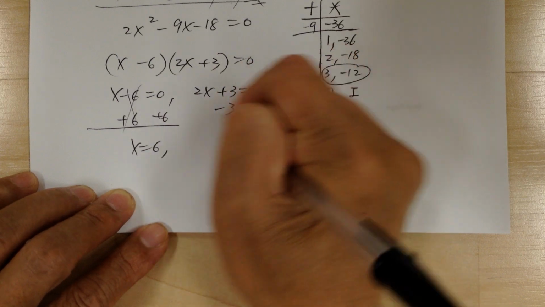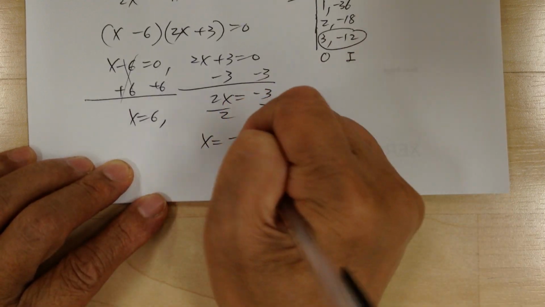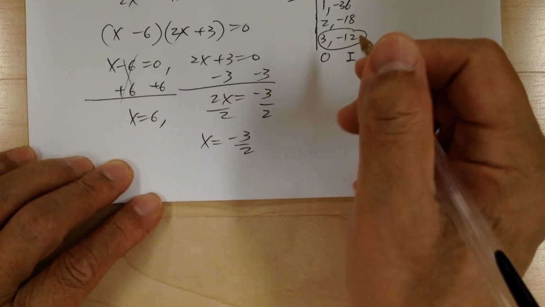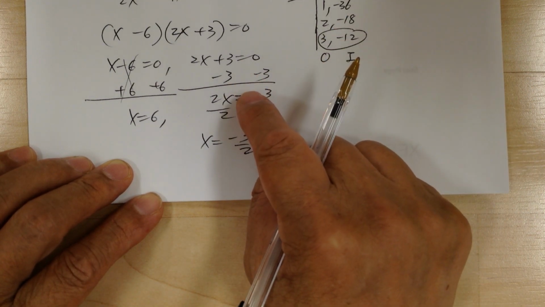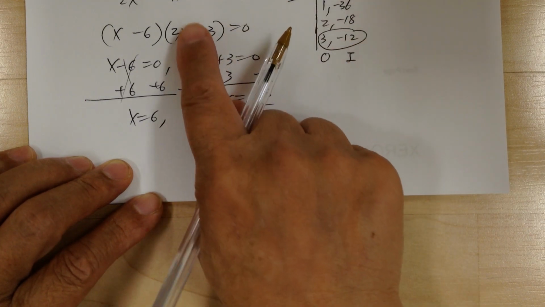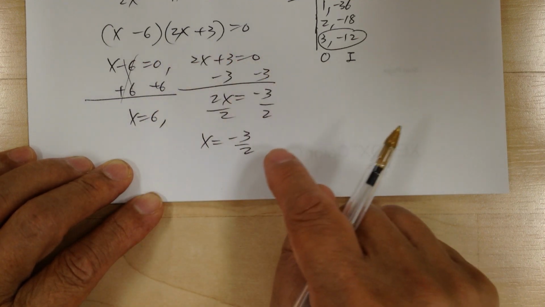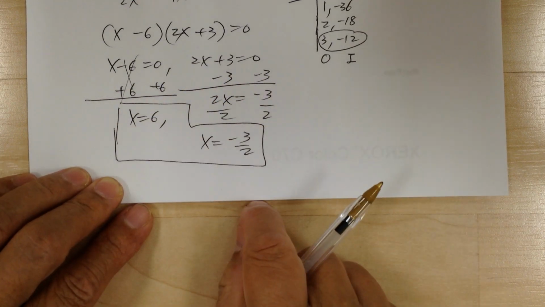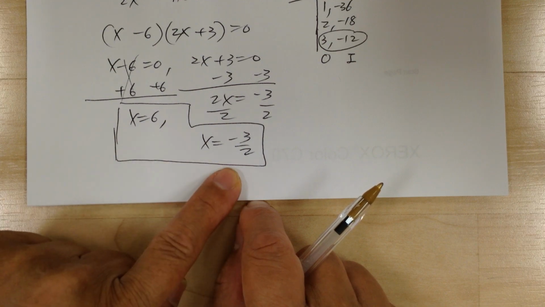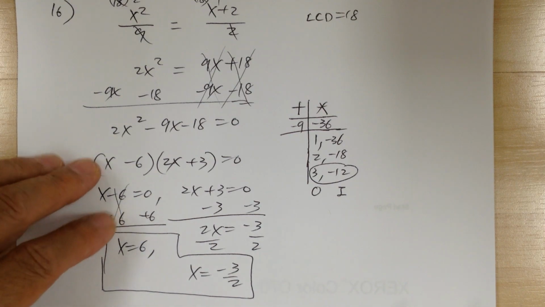This one, you minus 3 on both sides. So you got 2x equal to negative 3. Divide by 2, divide by 2. So x equal to negative 3 over 2. Okay. Double check. Okay, yeah. So you can just double check your answer, make sure everything's all good. Okay, so x equal to 6 or negative 3 over 2. Okay. Okay, let's go to the next one.